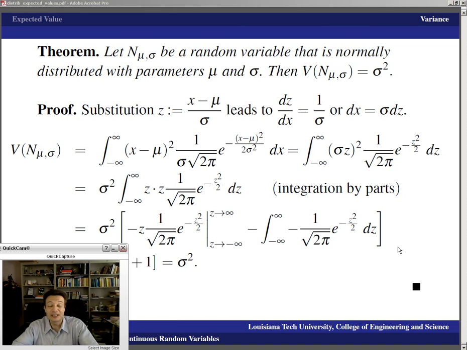Alright, with that, you probably have some really neat integrals assigned on the homework. Have fun with those.